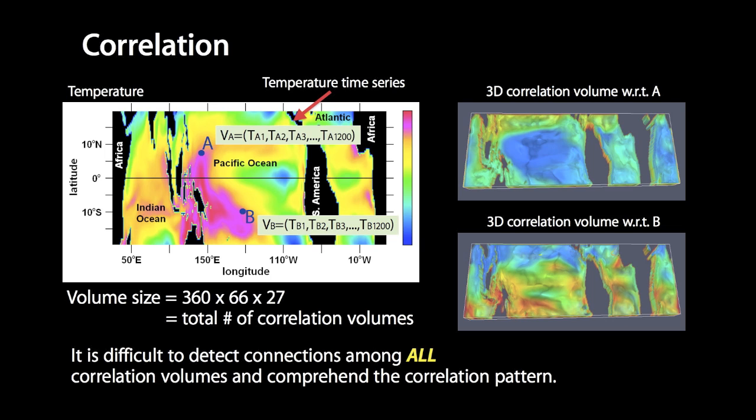Since the number of correlation volumes equals the number of voxels, it would be difficult for a user to exhaustively examine them to detect connections and infer the correlation pattern. Our goal is to provide a static view that captures the essence of correlation relationships in a cost-effective way.